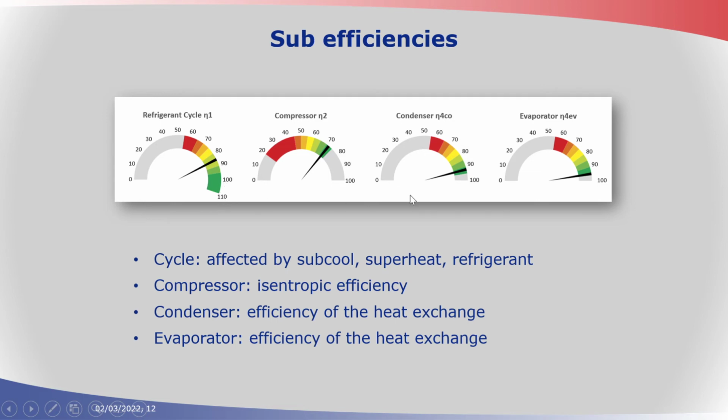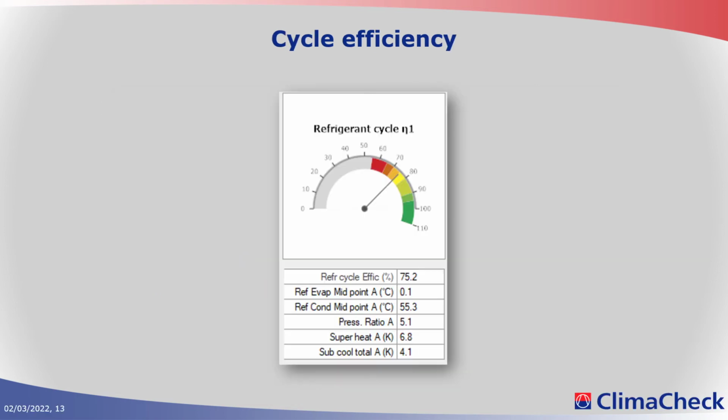For the condenser and evaporator, we're checking how efficient the heat exchange is. So we're comparing to infinitely big condensers and evaporators, where the heat exchange is done with 100% efficiency. The representation of each of these efficiencies includes also all the KPIs related to these efficiencies.